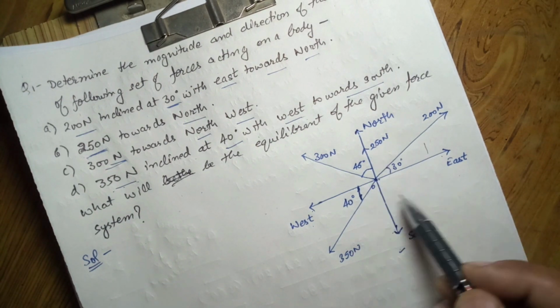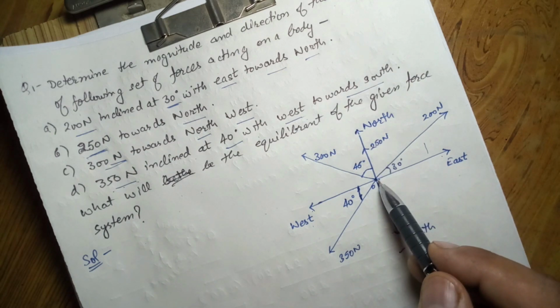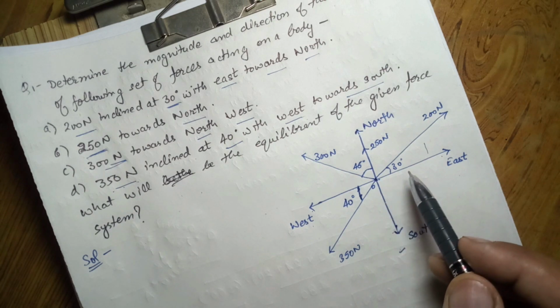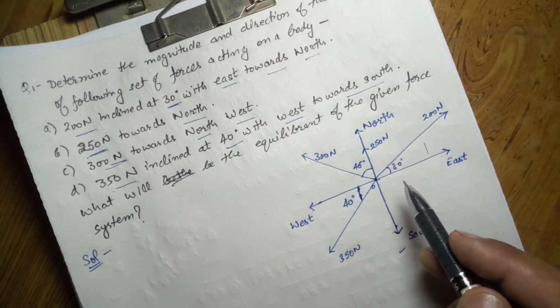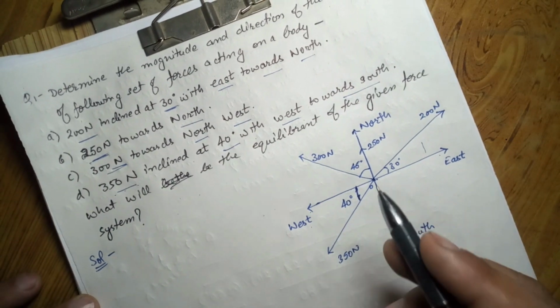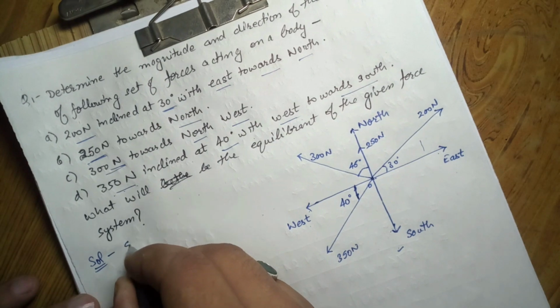First we resolve all the forces into their components, x and y components. Then second we find the summation of all the x direction components and the summation of all y direction components. In the third step we apply the formula for resultant and the direction. So we do the same.